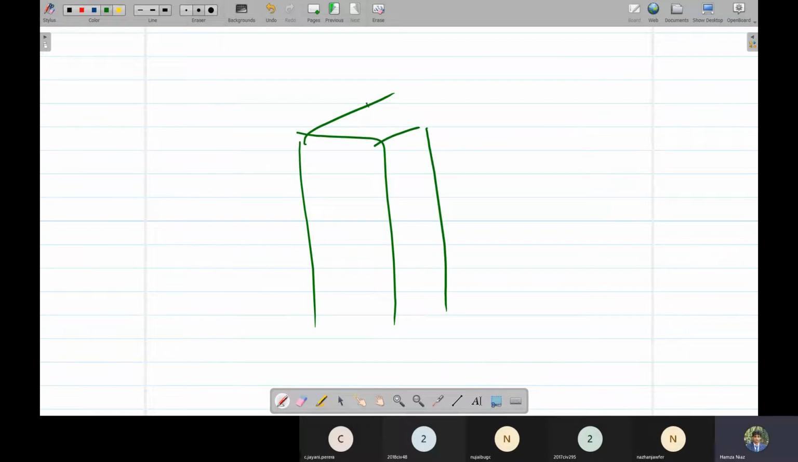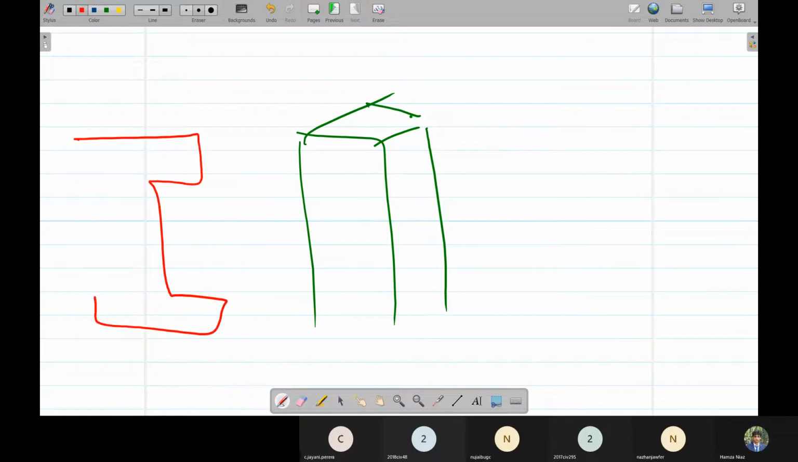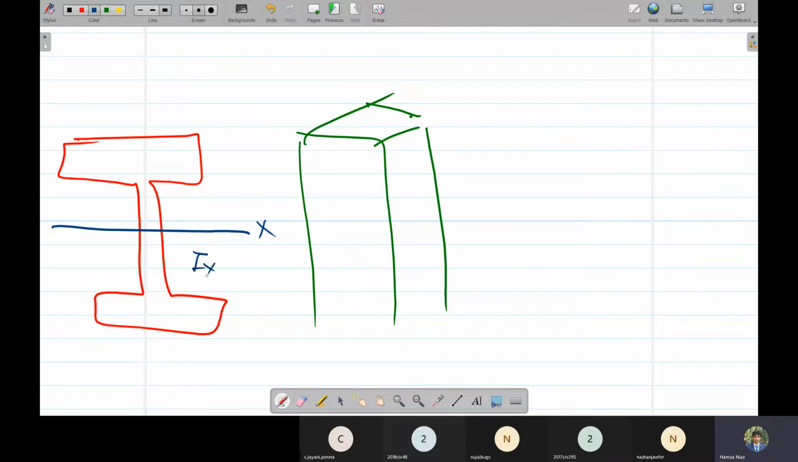For example, this is a column. So usually the axis, this is an I section. The major axis for this I section is this one, which is parallel to the flanges. The axis parallel to the flanges of an I section is the major axis. Why is it major? Because Ix, the moment of inertia about this axis, is much higher.